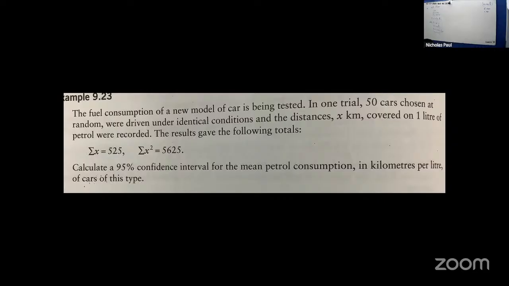The fuel consumption of a new model car is being tested. In one trial, 50 cars chosen at random were driven under identical conditions, and the distances covered on 1 liter of petrol were recorded. The results gave the following: sum of x squared. Calculate a 95% confidence interval for the mean for the cars.